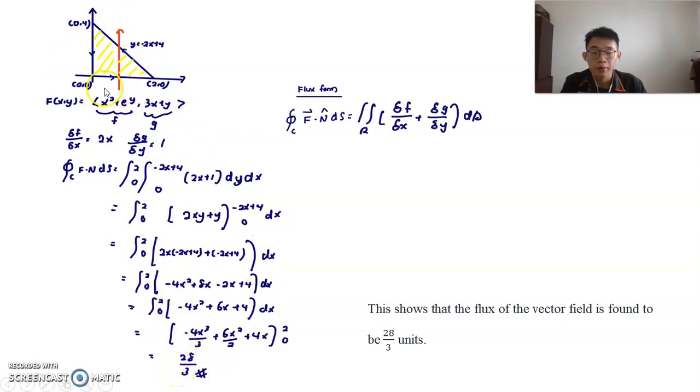So based on the calculation shown, it can be seen that the flux of the vector field is found to be 28 over 3 units. Okay, so flux can be calculated with the usage of Green's theorem.